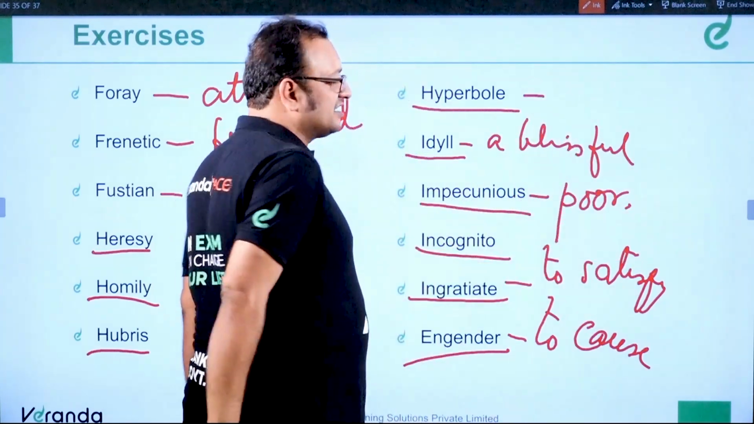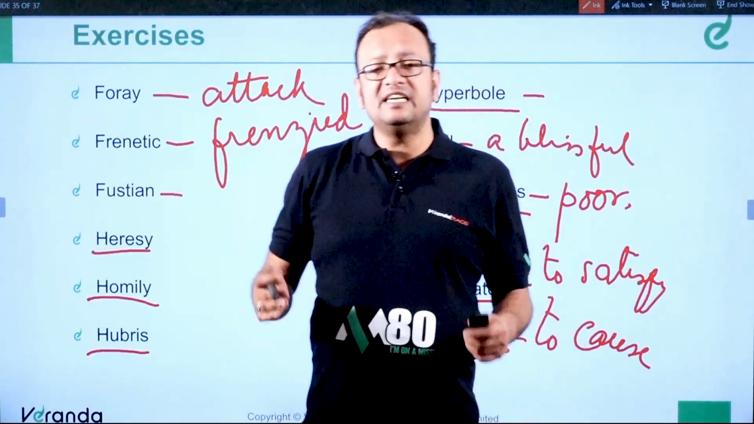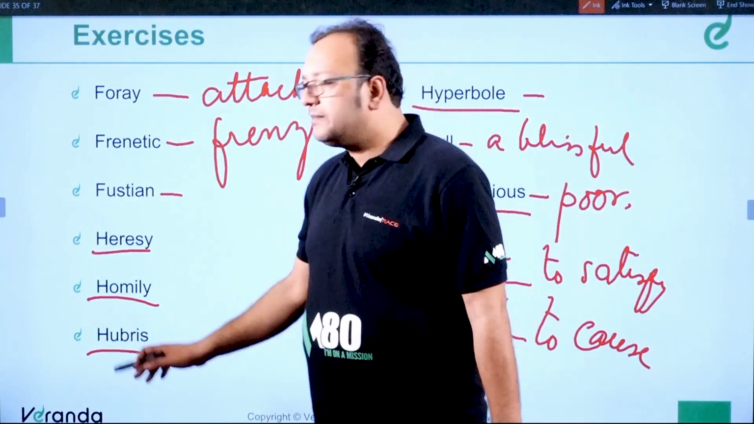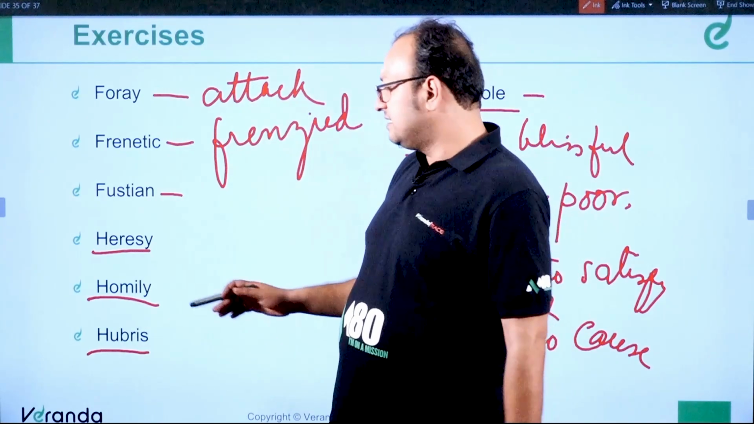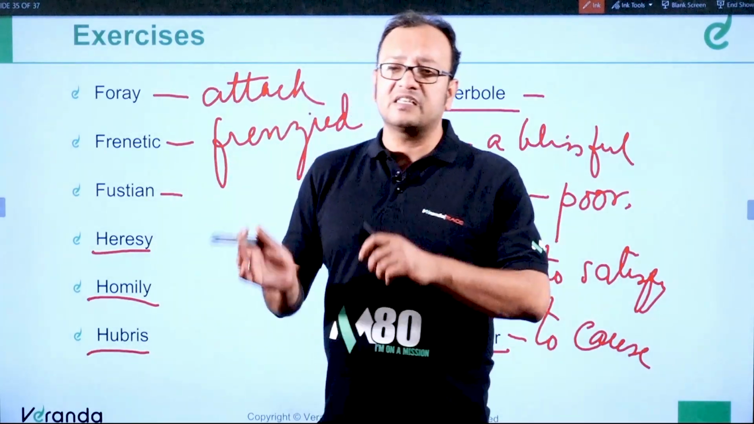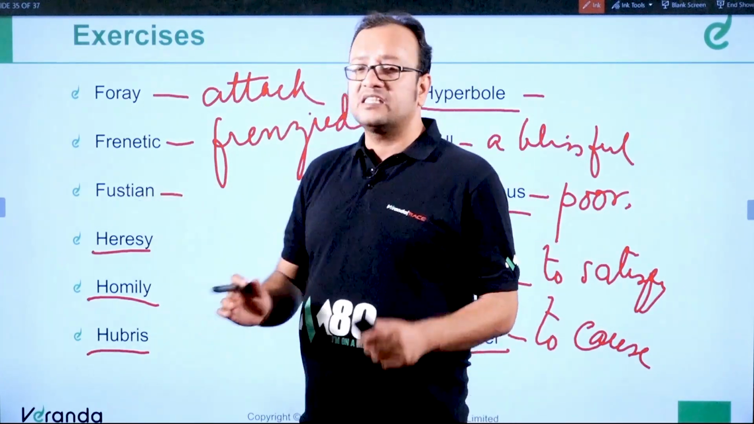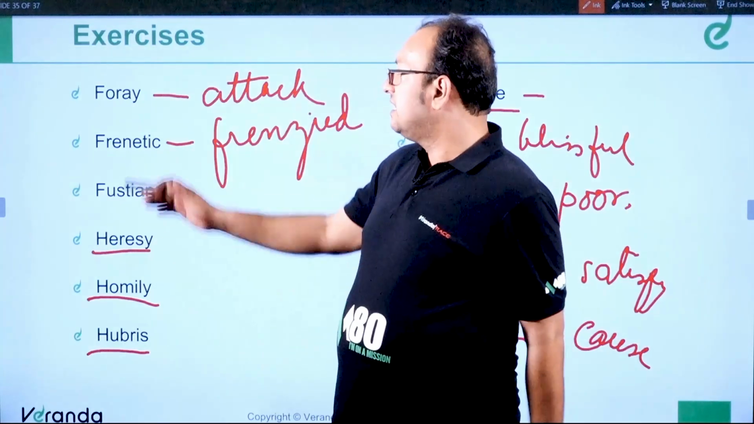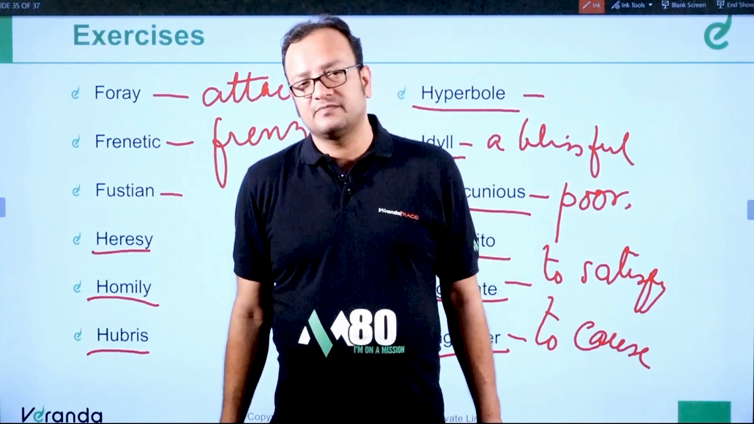Hyperbole, an exaggerated statement used to overdo a situation. Hubris means excessive self-pride. Homily means moral discourse or speech. Heresy means a belief which is away from the normal. Fustian means a speech full of pomp. Frenetic means frenzied and wild. And foray means attack or assault.